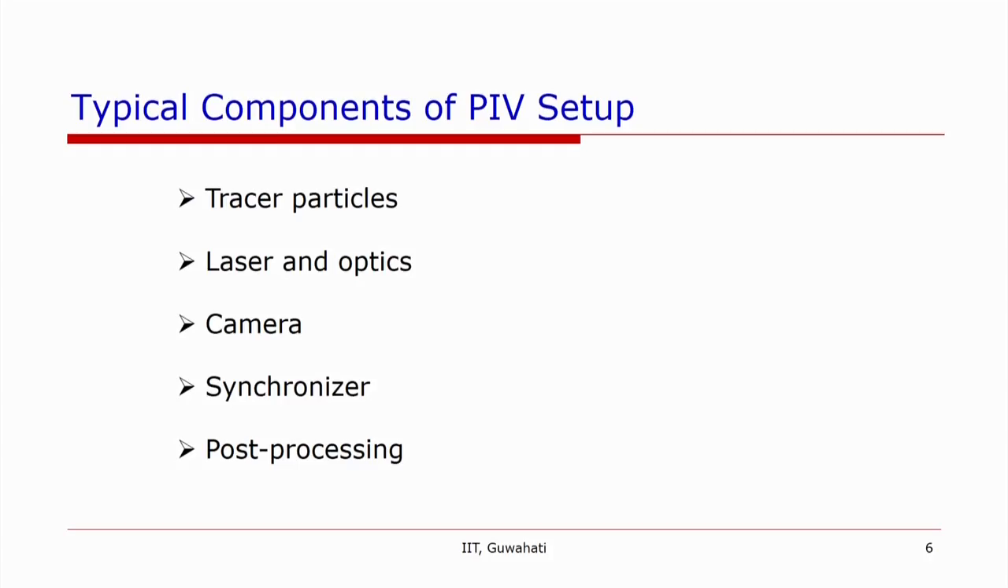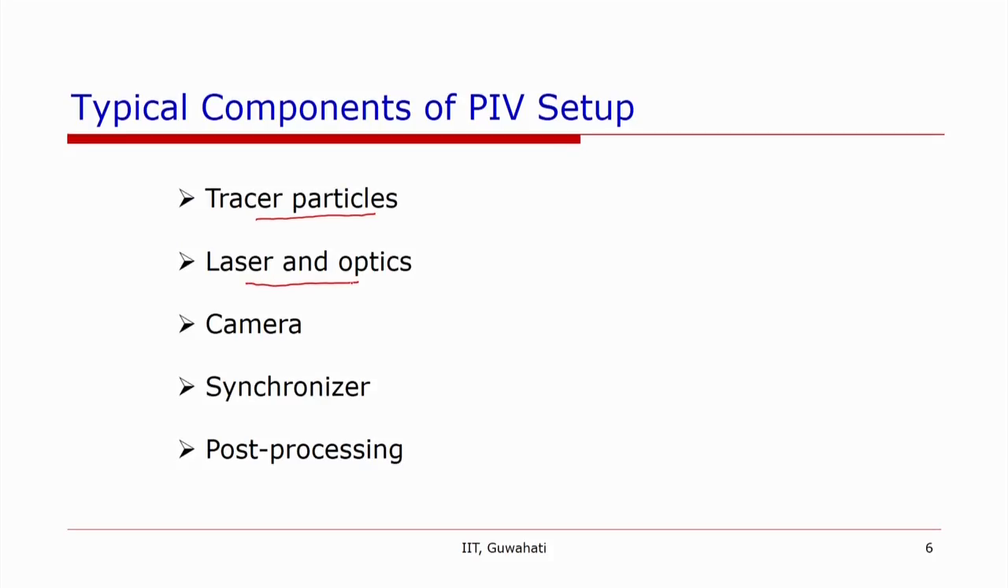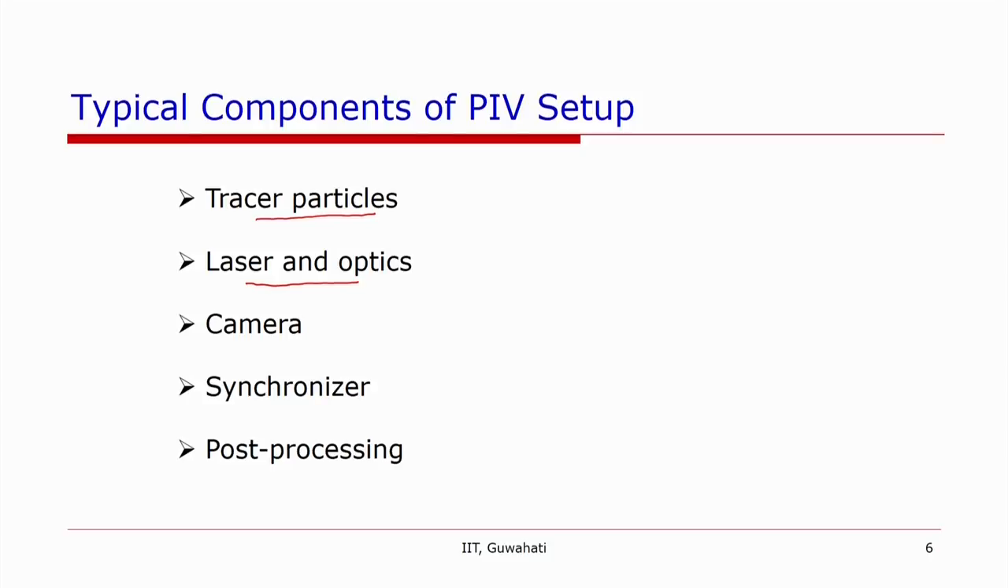It is important, as the technique is dependent on the tracer particles following the fluid. So, it is important to choose the tracer particles on a case to case basis depending on the fluid phase. For example, whether the fluid is gas phase or liquid phase, the density of the fluid or the size of the test section, all those considerations need to be taken into account when selecting a tracer particle for a particular PIV application. Then the laser and optics: the type of laser and the light sheet and other optical accessories need to be taken into account, they are the main components of the setup.